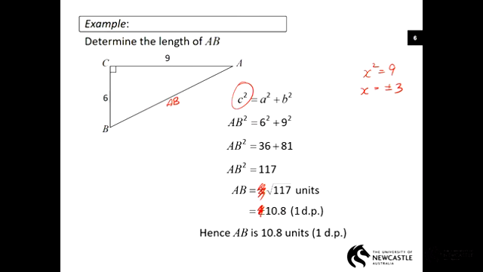I've written the word units there. That's not essential either. What is essential is if the question did have units. If I was told it's 6 metres and 9 metres, don't just give the answer as 10.8. Give the answer its units. But if there are no units, we can just deal straight in numbers. It's all good.